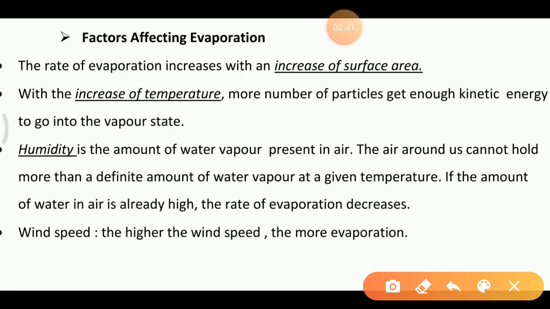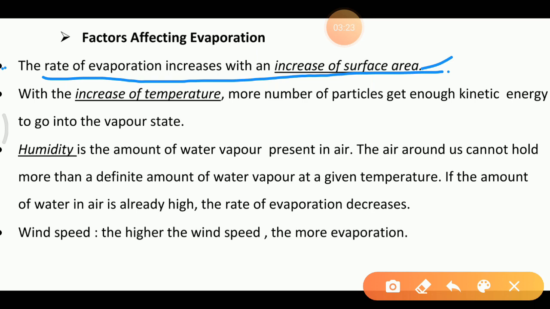Here we will discuss factors affecting evaporation. First factor is increase of surface area. As we know, evaporation is a surface phenomenon. If the surface area is increased, the rate of evaporation increases. For example, while putting clothes for drying up, we spread them out. You have seen your mothers do this also. So as we increase the surface area, evaporation will increase.